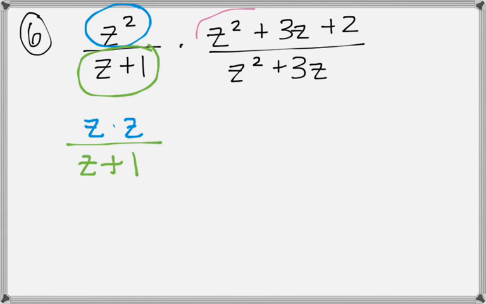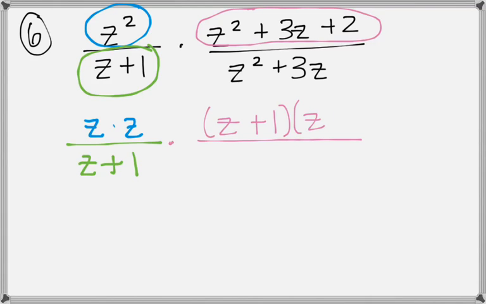What about the z squared plus 3z plus 2? Can I factor that stuff I just circled in pink? Yeah. What do I get when I do that? 2 and 1. Good. Z plus 1 and z plus 2. And in the denominator, good job, Danya, z parentheses z plus 3.